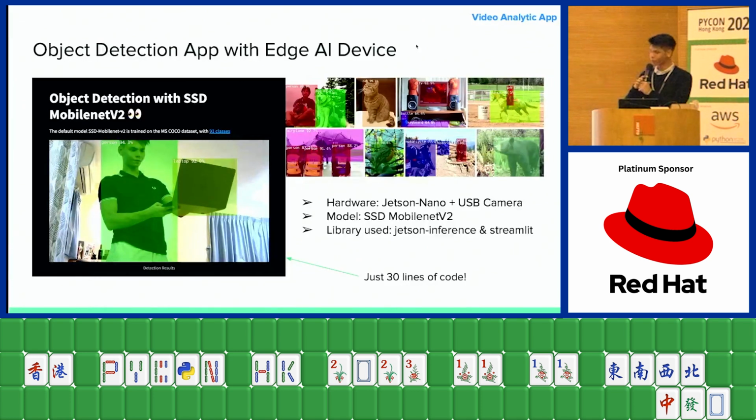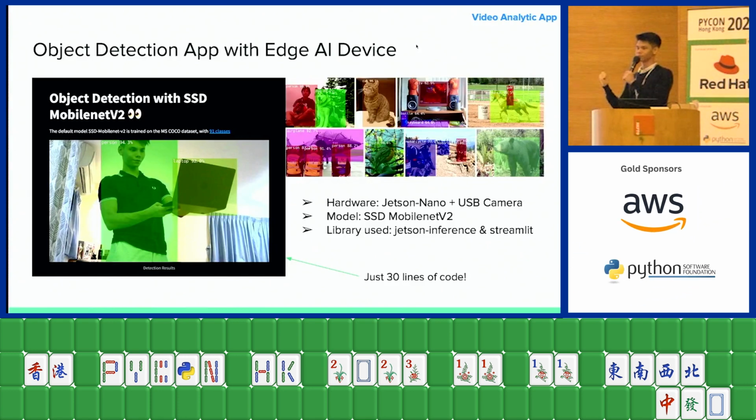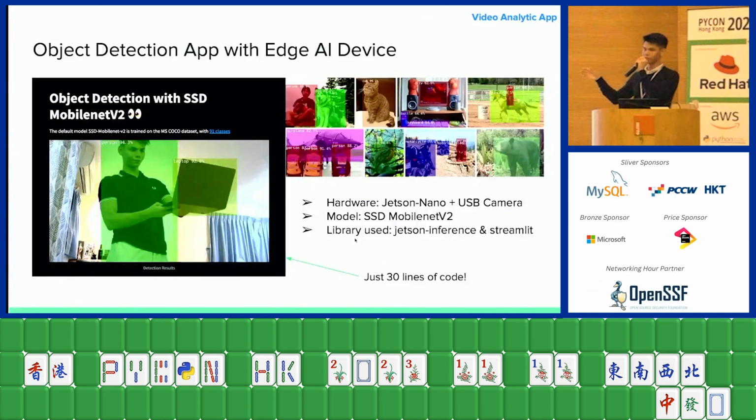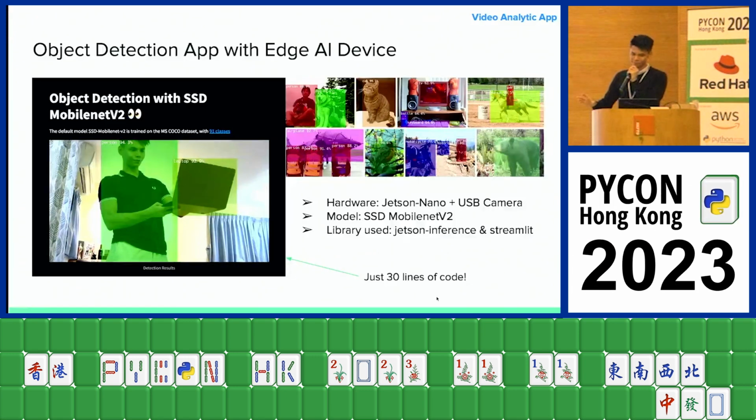And for the model, I used MobileNet V2. MobileNet is a very popular pre-trained model in the industry because its accuracy is okay, but it's not a very heavy model. So it has a good balance between accuracy and performance. The library I use today is Jetson Inference, which will do the object detection for us. And for displaying the result, I used Streamlit to display it onto the web app. The whole code is just around 30 lines, so it's extremely simple and straightforward.